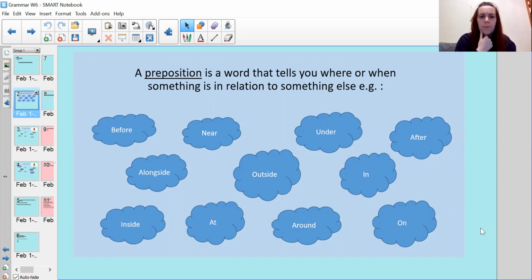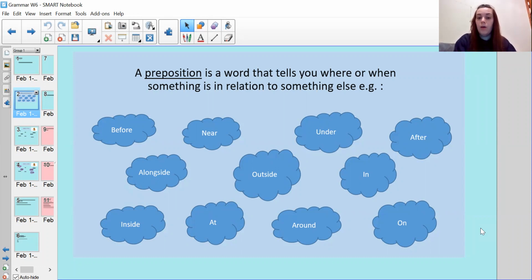Let's have a think about that. So we could say, before you come to school, you need to wash your hands. So that tells us that before school is when we need to do the action of washing hands. So we've got two things, school, washing hands, and we do the washing hands before we go to school. Under, we could say the cat is under the mat. So cat and mat, and it's not the mat that's under the cat, it's the cat that's under the mat. So it depends on where that word is to tell you where it is in relation to things.